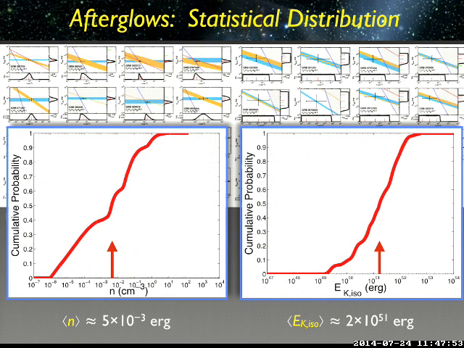This is the distribution for densities, and this is the distribution for the isotropic equivalent kinetic energy. You can see that the median is about 2 times 10^51 here, and here the median is of order 10^-2 particles per cubic centimeter. That agrees with the cases where we had detailed measurements, which were all in the range of somewhere between 10^-3 and 0.1. And these are the typical numbers for long GRBs: the density is of order 1 particle per cubic centimeter or somewhat higher, and the isotropic equivalent energy is about 10^53. So very different ranges.